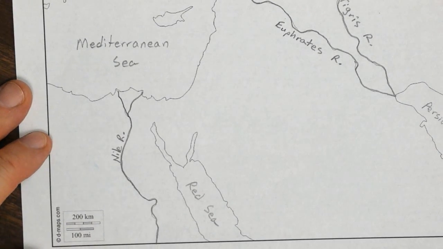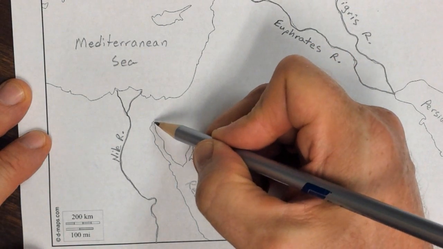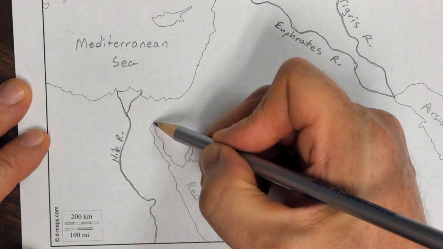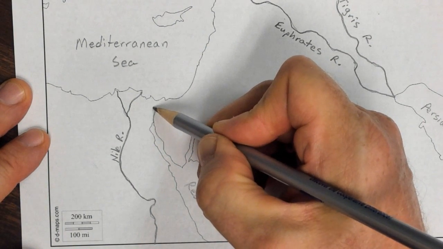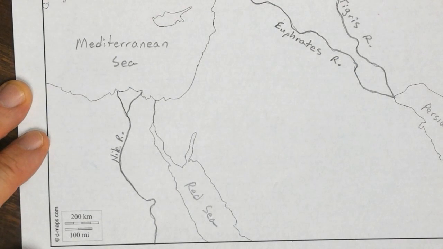Now if you notice too in the book, there is a line connecting this tip of the Red Sea up to the Mediterranean Sea. And that is true. There is a river there, a combination of a river and a canal. We're just going to connect that. And you can draw that blue too if you want to.